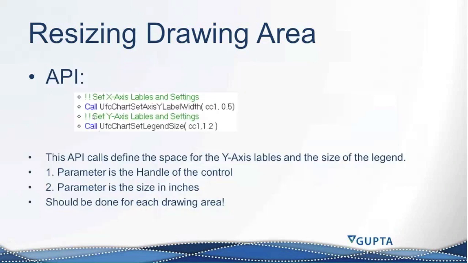The first API call for that is to use the chart set axis y label width. So we create space at this point, 1.5 inches, to display all the labels for the y-axis. And we define a legend size at this point, 1.2 inches, to display the legends. So the first parameter is the handle of the control, of course, and the second parameter is the size in inches. And this should be done for each drawing area.